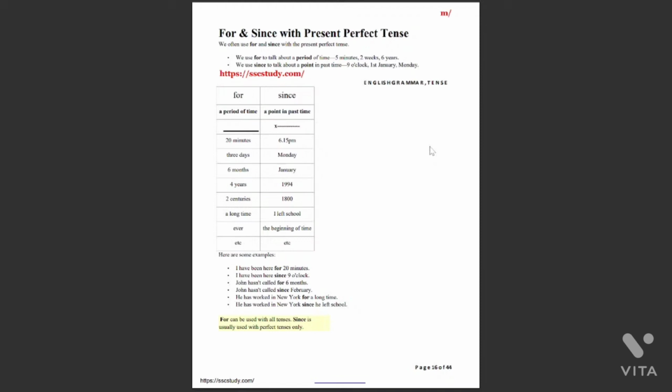Here are a few examples. I'm just reading them now. I have been here for 20 minutes. I have been here since 9 o'clock. John hasn't called for 6 months. John hasn't called since February. So these are a few examples of how to use for and since. For can be used with all tenses. Since is usually used with perfect tenses only.